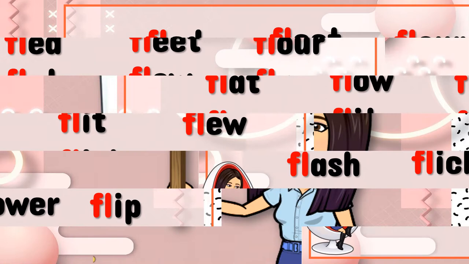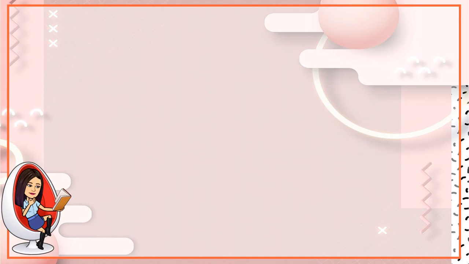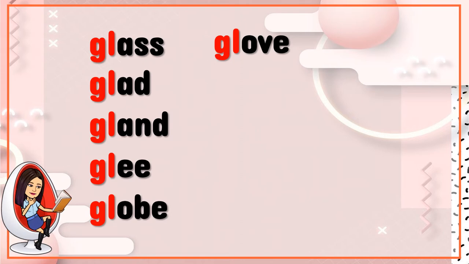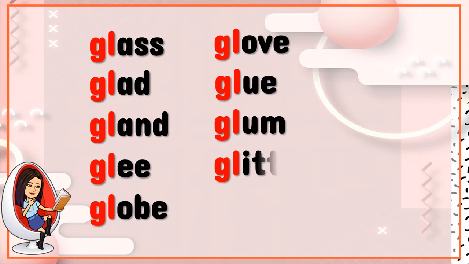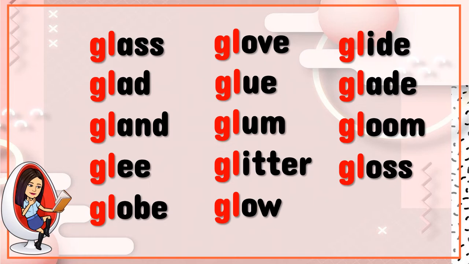Now, let's move on to the GL blends. The letter G makes the sound G. The letter L makes the sound L. The GL blend makes the sound GL. Here are a few words that begin with GL blend. Gloss, glad, gland, glee, globe, glove, glue, glam, glitter, glow, glide, glade, gloom, gloss, glare.